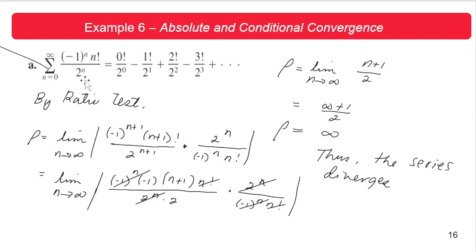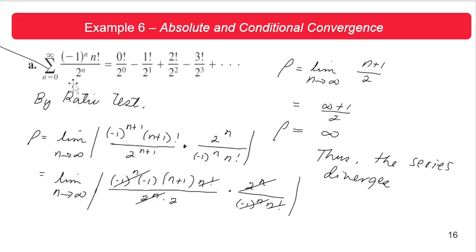If the value of n is 0, then you have 0 factorial over 2 to the 0 times negative 1 to the 0, which is 1. So we have this as the first term. If n is 1, then we have negative 1 raised to 1, which is negative, times 1 factorial over 2 to the 1. If n is 2, then we have negative 1 to the second, so that's positive, times 2 factorial over 2 to the second, and so on and so forth. So this is an alternating series because the sign of the terms alternates. What we need to do is check whether the terms of the series are decreasing. And second, we need to show that the limit of the n term is equal to 0.